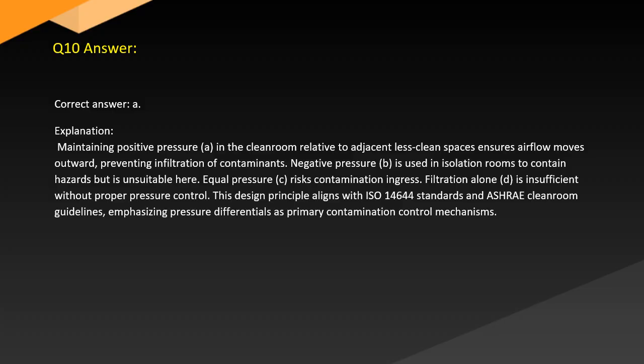Maintaining positive pressure (A) in the cleanroom relative to adjacent less clean spaces ensures airflow moves outward, preventing infiltration of contaminants. Negative pressure (B) is used in isolation rooms to contain hazards but is unsuitable here. Equal pressure (C) risks contamination ingress. Filtration alone (D) is insufficient without proper pressure control. This design principle aligns with ISO 14644 standards and ASHRAE cleanroom guidelines, emphasizing pressure differentials as primary contamination control mechanisms.